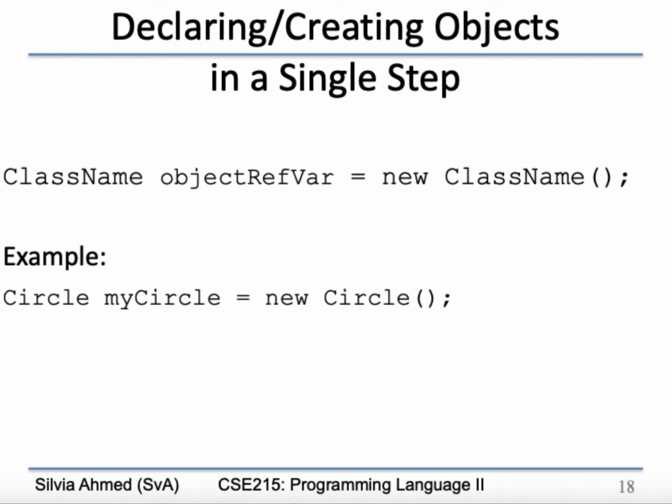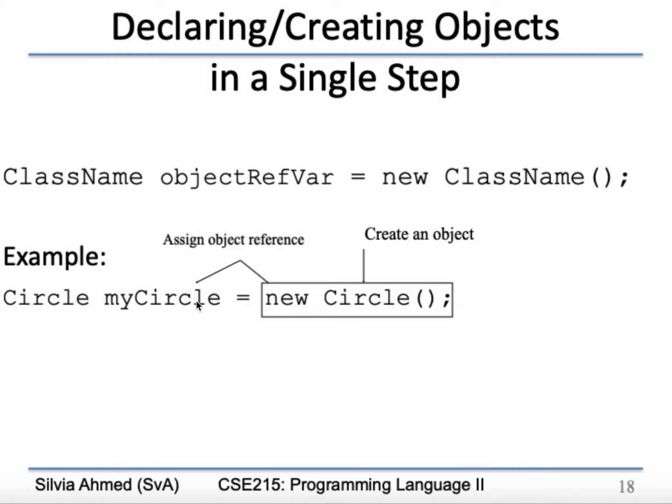For example, Circle myCircle = new Circle(). In memory, we first reserve a memory location for myCircle, which is actually the address to hold the object. Then we create the Circle object with the default radius value, and then we take the address of that object and put it in the myCircle location.